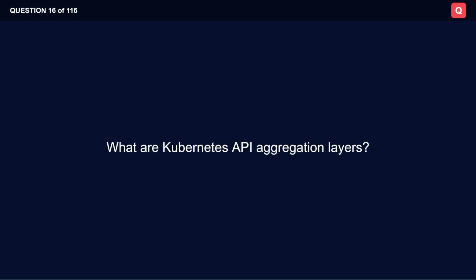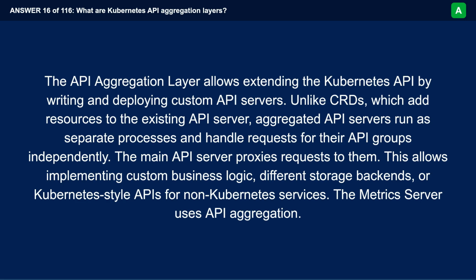What are Kubernetes API aggregation layers? The API aggregation layer allows extending the Kubernetes API by writing and deploying custom API servers. Unlike CRDs, which add resources to the existing API server, aggregated API servers run as separate processes and handle requests for their API groups independently.